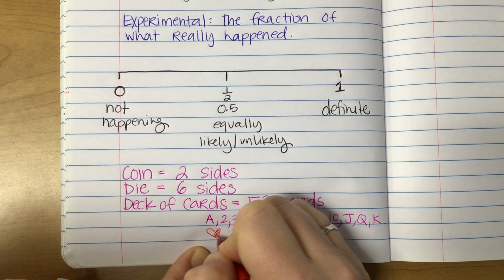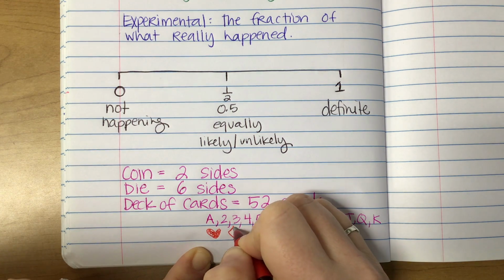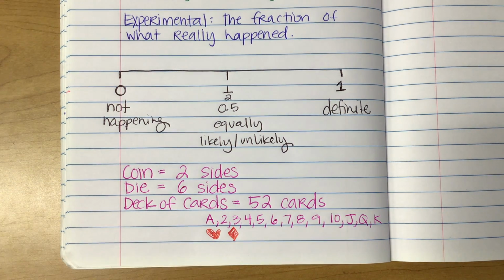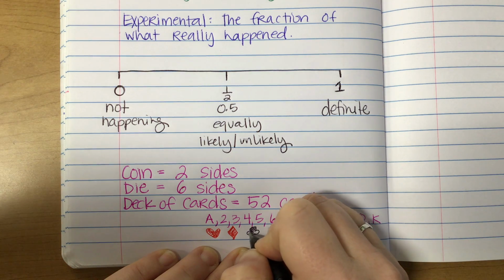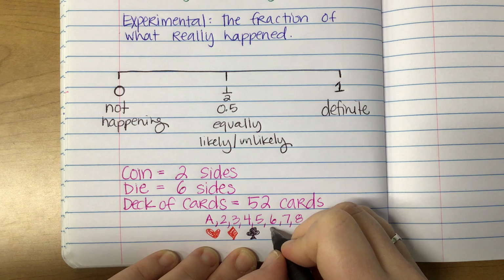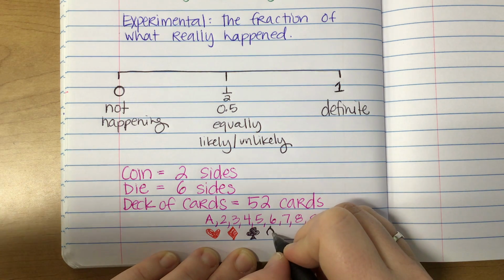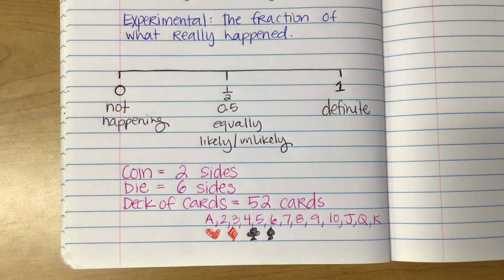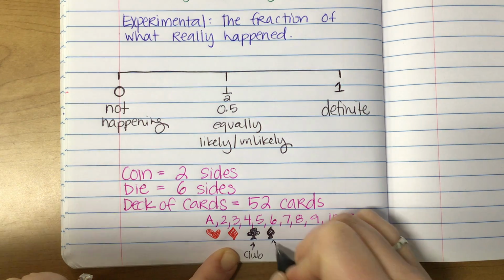And there's hearts, which are red. There are diamonds, which are red. There are clubs, this is a club, which are black. And then I'm really bad at drawing a spade, which are black. Club, spade.